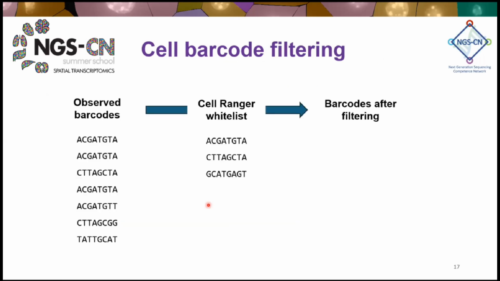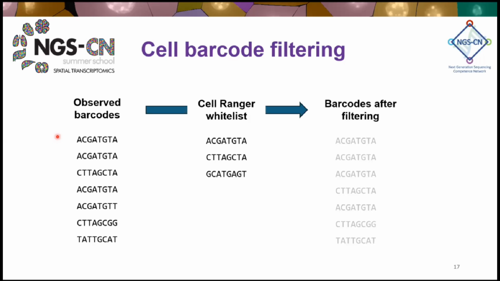And then in the next step, it will filter the cell barcodes, and this is because not all barcodes are really valid barcodes. And this is shown here. Let's say you have a set of observed barcodes that are in your reads, right? Here the barcodes are only 8 bases long, typically there's 16 bases. And Cell Ranger has a whitelist. So basically it has a list of barcodes that are allowed. You can get them, they are included in the software. And what it does is it takes this list and uses it for filtering.